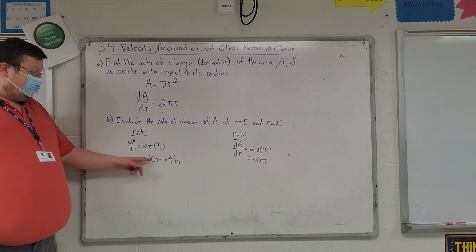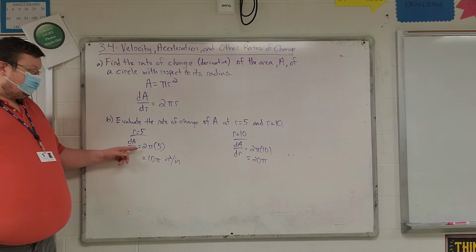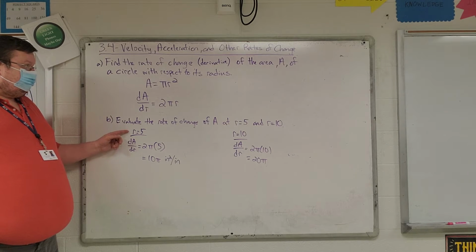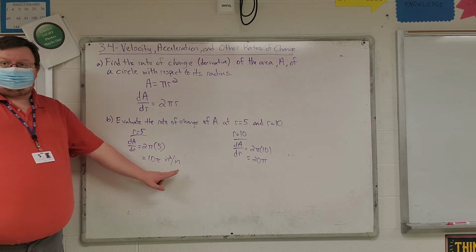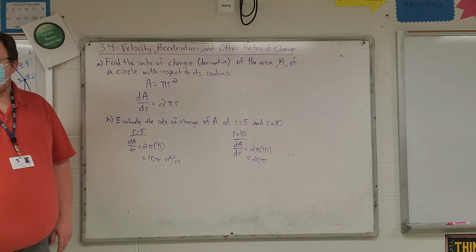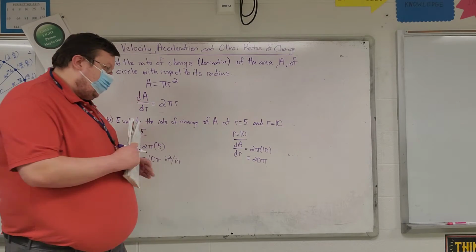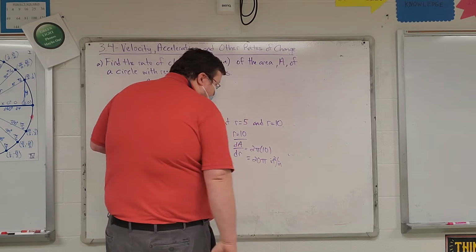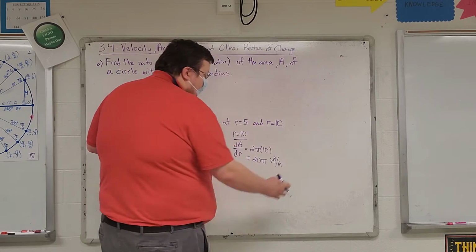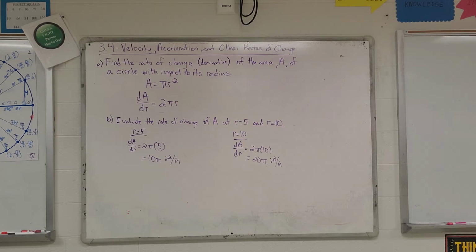So what this is saying is that when the radius is 5, the circle's area is changing at a rate of 10 pi square inches per 1 inch of the radius at that instant. Later on at r equals 10, now it's changing at 20 pi square inches of area per inch of radius. So it's changing at different rates from one value to the next.